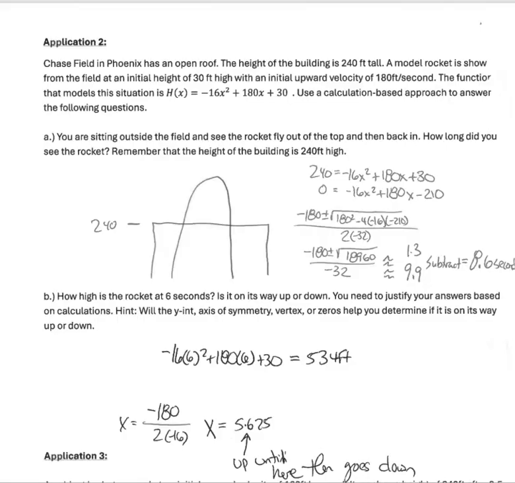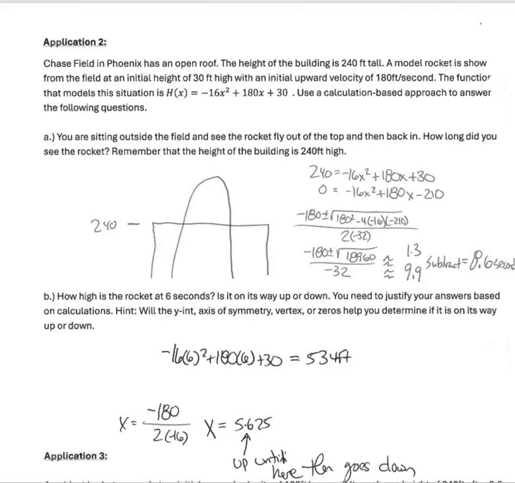Use a calculation-based approach to answer the following, not a Desmos graphing approach. So it says you're sitting outside the field and you see the rocket fly out of the top and then back in. And the question is, how long did you see the rocket? Remember that the height of the building is 240 feet high. So really this is asking, when did you originally see it? When did it start getting higher than 240 feet? When did it hit 240 feet?